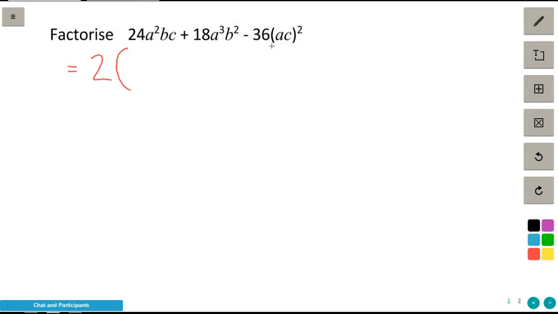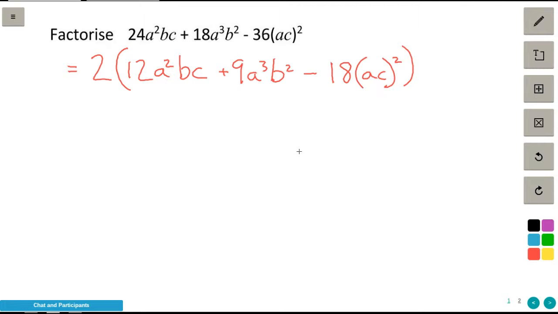Inside our brackets then, what we need to have is some terms that will multiply by the 2 to give us the term that we had originally. So if we want to make 24 lots of a squared times b times c, then we need to have 12 on the inside. So 2 times 12 gives us that 24. And we leave the a squared bc as it was before. Similarly for this term, 2 times 9 will make us 18, and then a cubed b squared. And finally over here, it's a negative, and 2 times 18 will give us 36. And then we've got this bracket, AC, all squared.